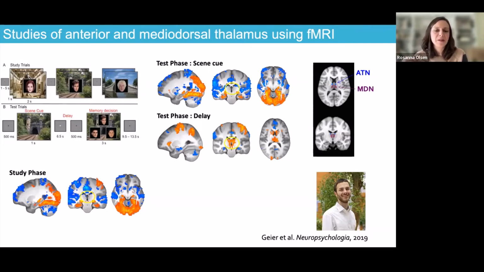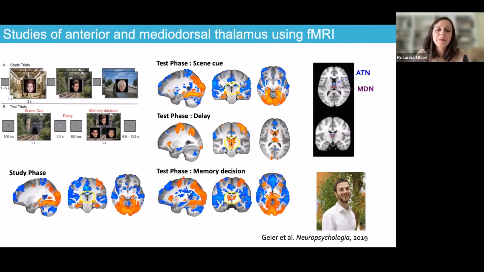Specifically during the task in which they were trying to remember the person's face that was associated with that scene, we saw robust activity in the medial dorsal nucleus of the thalamus and the anterior nucleus of the thalamus. And then again, during the memory decision phase, we saw still elevated activity in the medial dorsal nucleus of the thalamus.